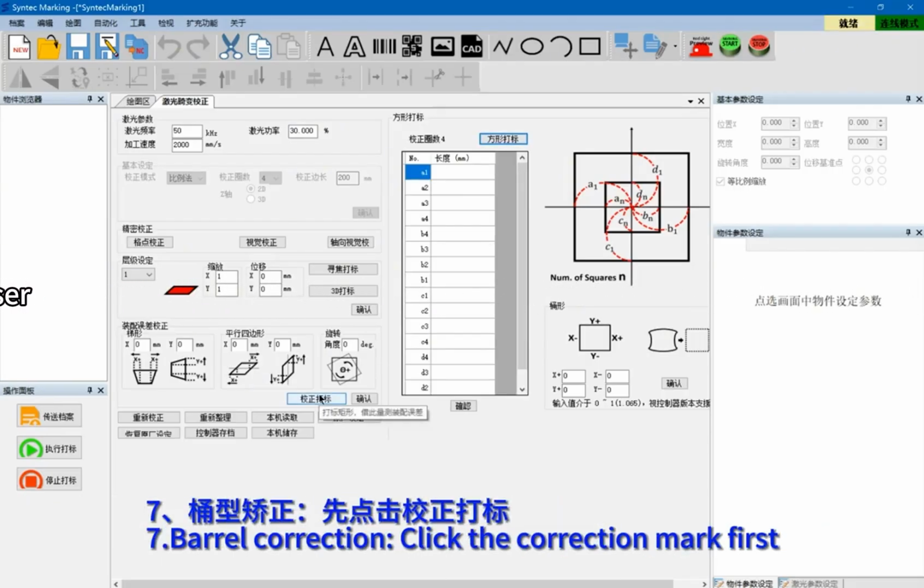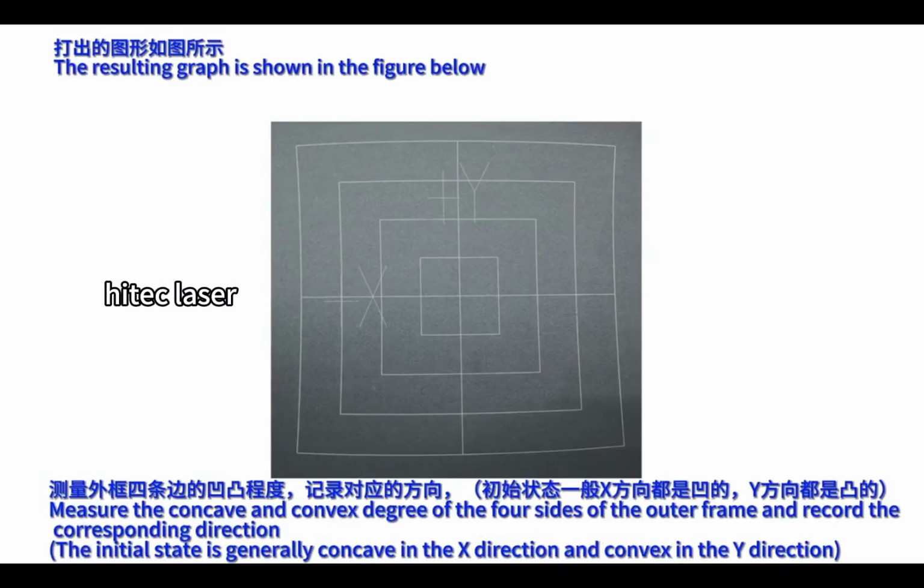7. Barrel correction. Click the correction mark first. The resulting graph is shown in the figure below. Measure the concave and convex degree of the four sides of the outer frame and record the corresponding direction. The initial state is generally concave in the x direction and convex in the y direction.